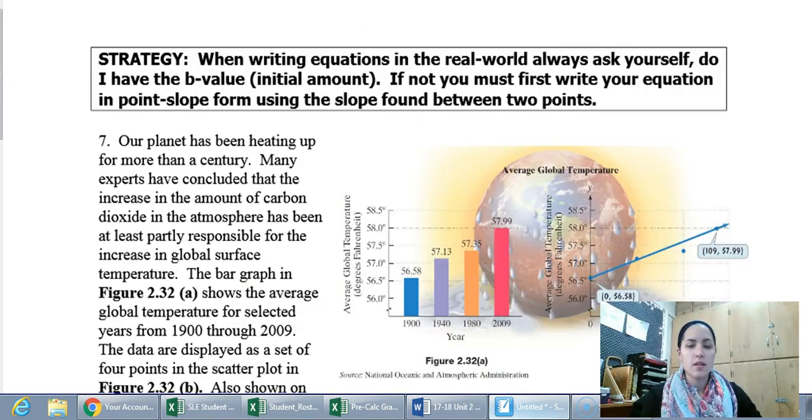Looking at our next real-world question, before we even read number 7, let's talk about this strategy at the top. It says, when writing equations in the real world, always ask yourself, do I have the b value, the initial amount? If not, then you must first write your equation in point-slope form. That's the whole y minus y1 equals m times x minus x1, using the slope found between 2 points. So let's see if we can apply this strategy to number 7.